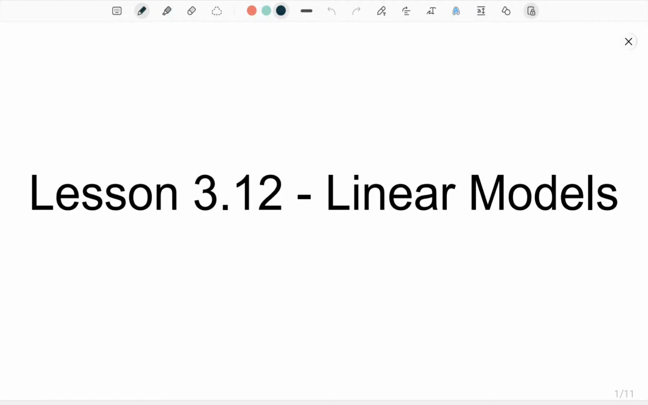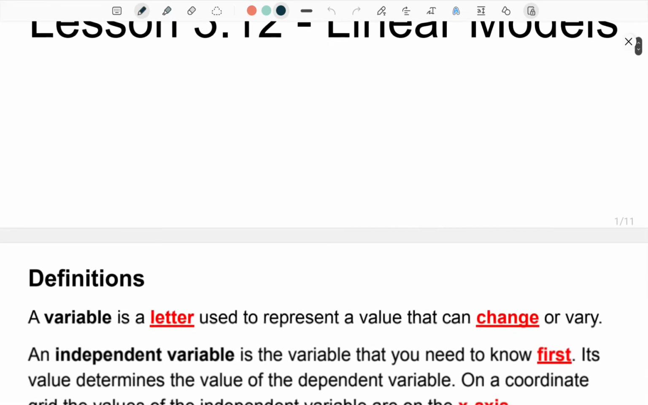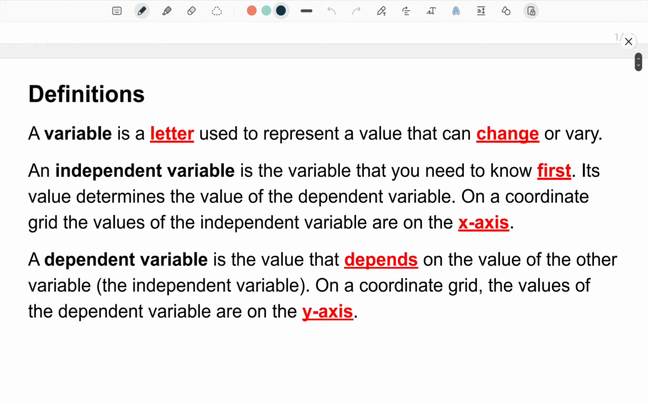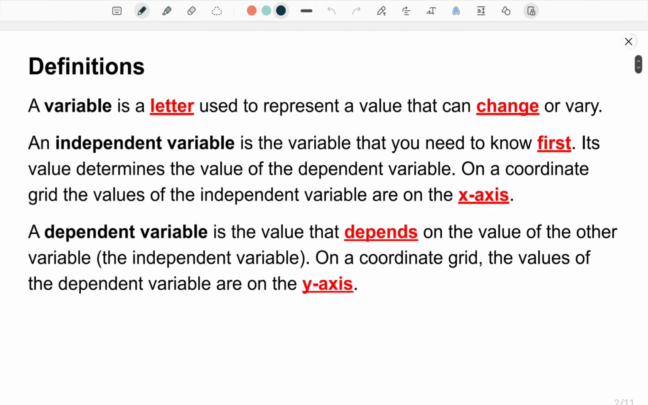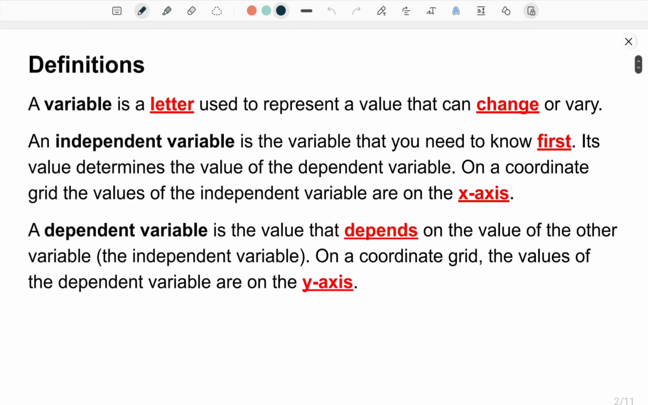So today we are going to look at linear models. We'll see as we go through the lesson what we mean by that. First though, there are some definitions to go through. So let's just recap some things.